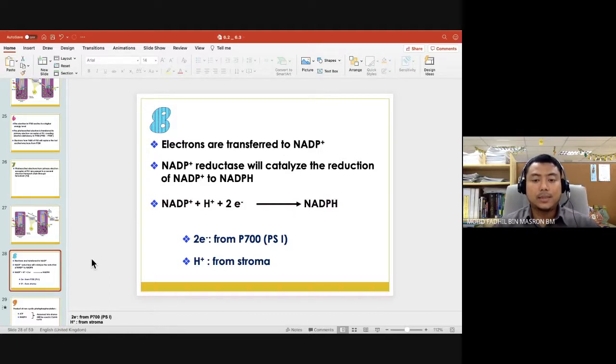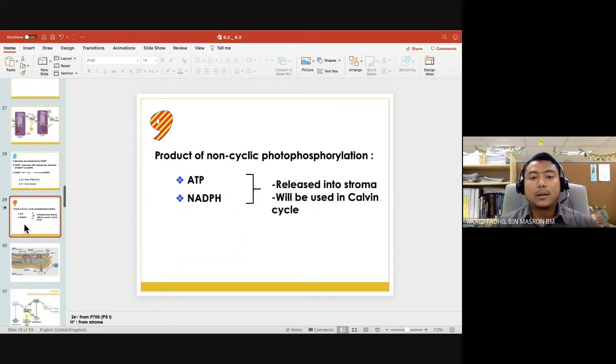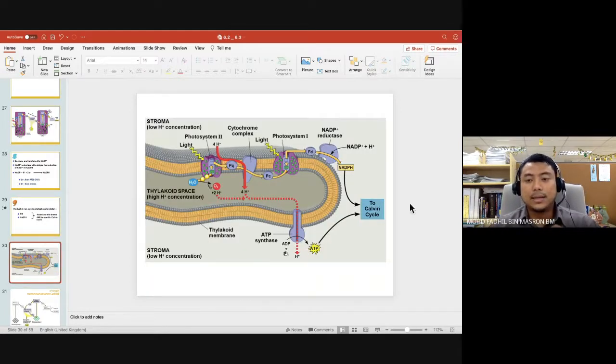Okay. H+ ni datang daripada stroma. Okay. Next, the products of non-cyclic photophosphorylation are ATP dan NADPH. Ini akan dirilis into stroma and will be used in the Calvin cycle. Yang saya dah cakap pada awal tadi tu, iaitu Calvin cycle ni yang light independent reaction. Okay. So keluarlah lagi sekali gambar ini.